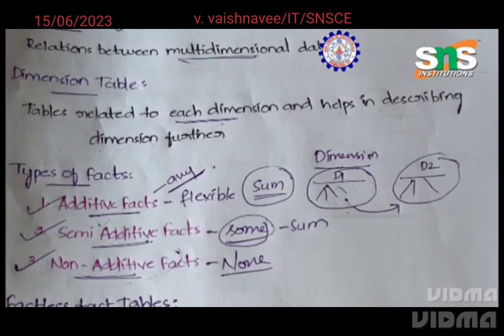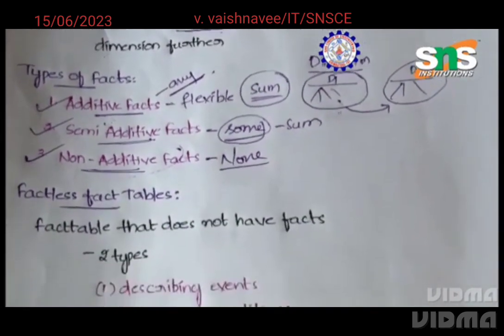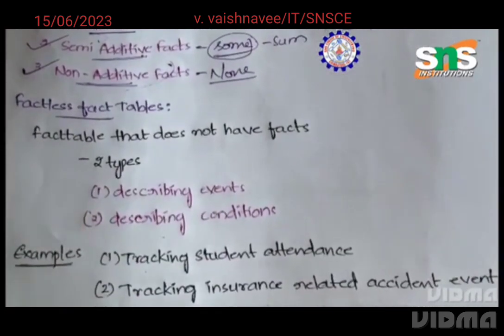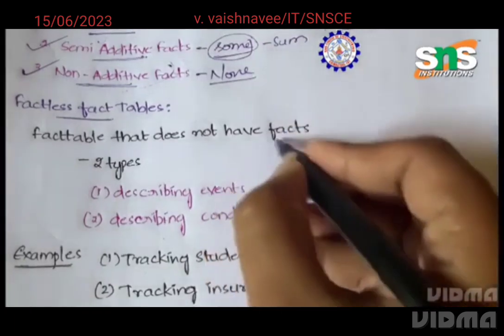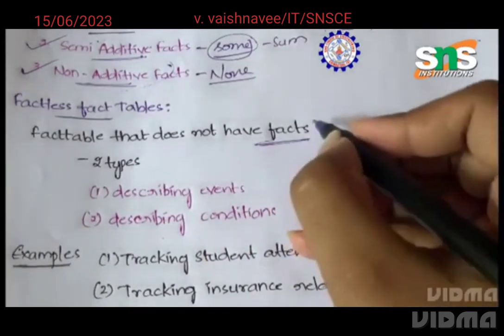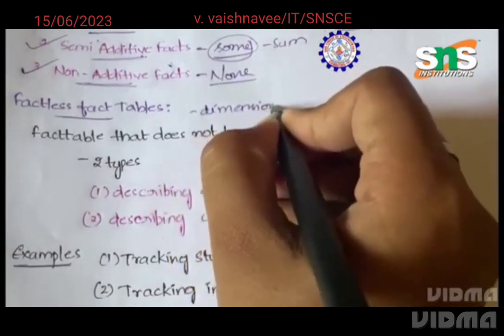Okay, and we have one more fact table, which is nothing but the factless fact table. You might be thinking, a fact table itself contains facts, so what is the meaning of a factless fact table? See, a factless fact table will not have any facts in it. Okay, so if it does not have facts, what does it contain? It will contain the dimensional keys. Okay.